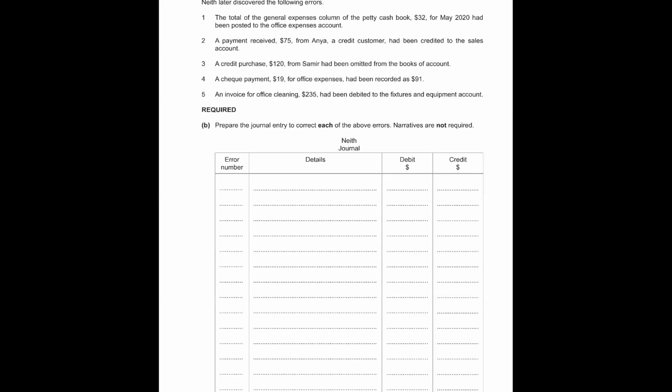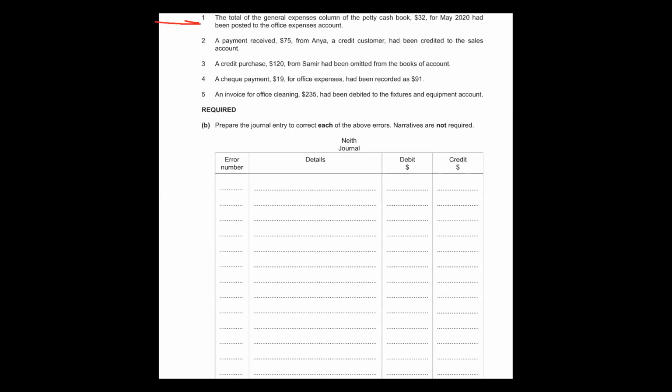What accounts do we have in this part of the question? General expenses and office expenses. Thank you. The general expenses and the office expenses. So which account are we supposed to debit? Which one should be debited? And which one should be credited?